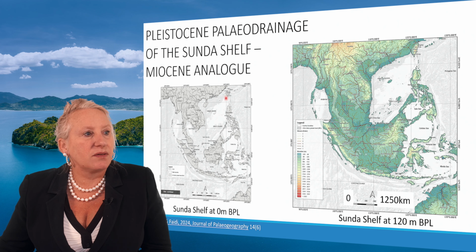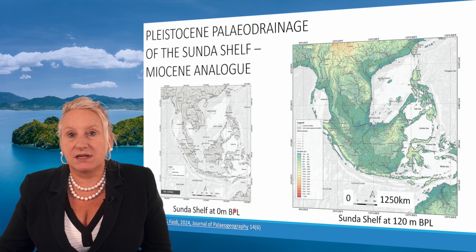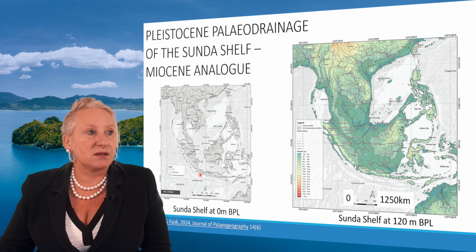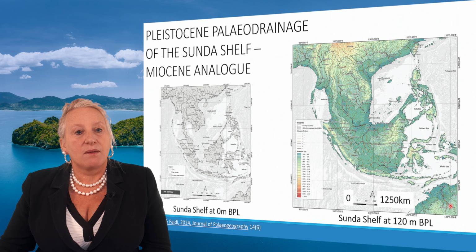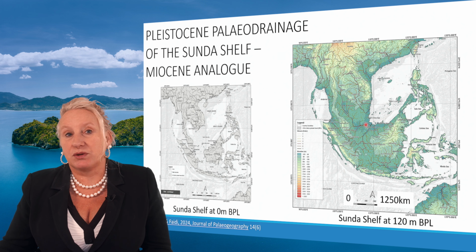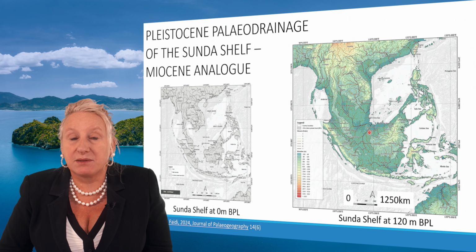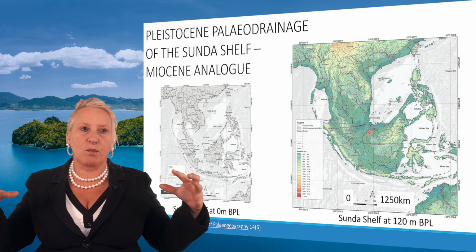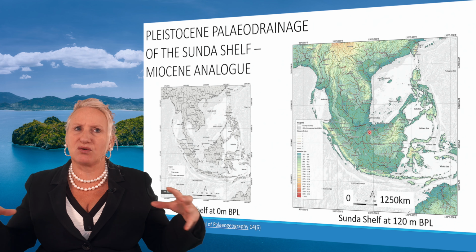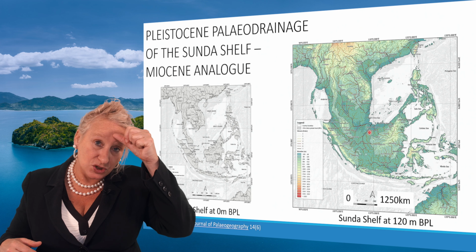This is the modern day Sunda Shelf at 0 meters below present day sea level. As it is today, this is all a marine system with a shallow shelf, with that cutoff straight down into the basin. At 120 meters below present sea level, which would be during a glacial maximum, glaciers form at the poles and reduce the sea level considerably, and this has great influence on the Sunda Shelf.